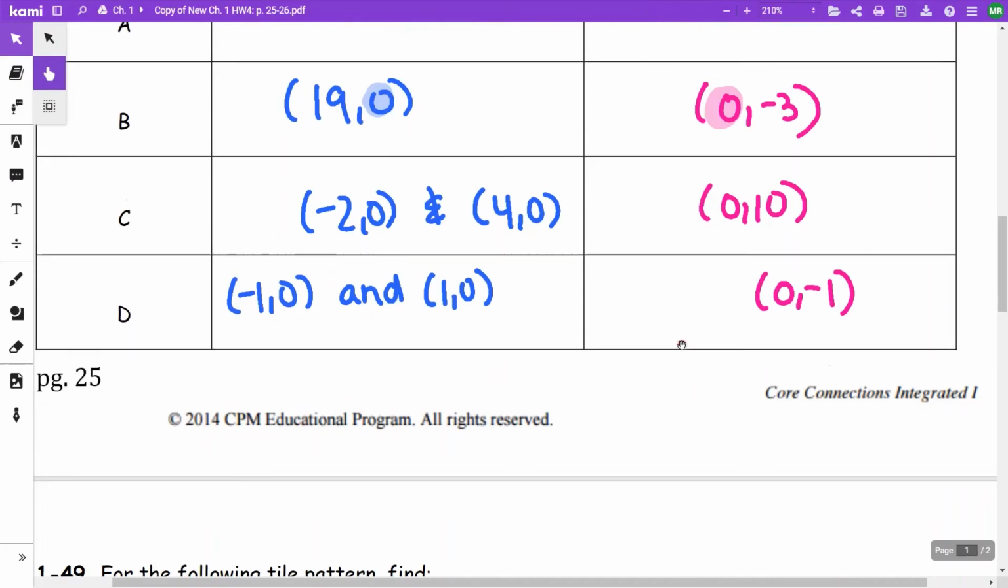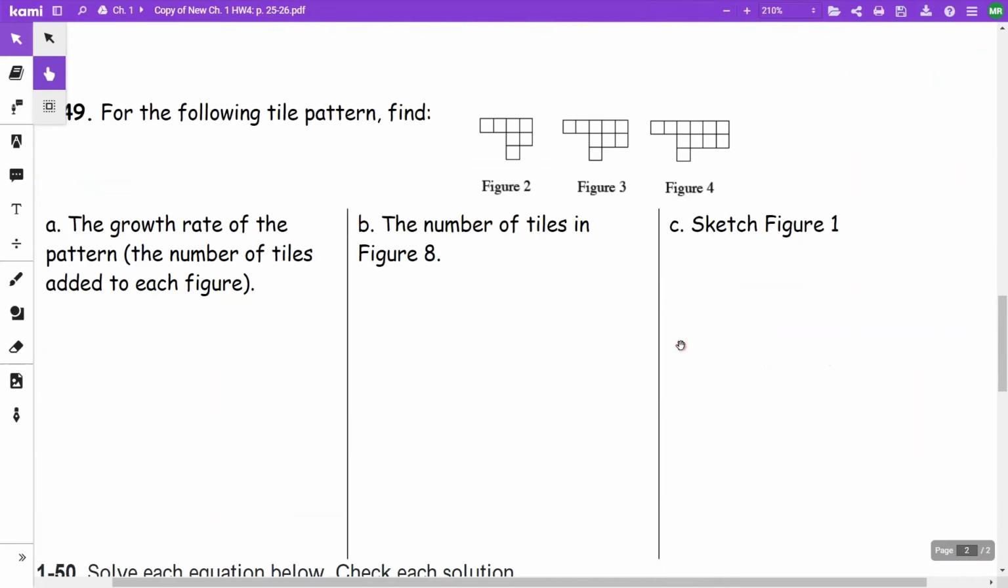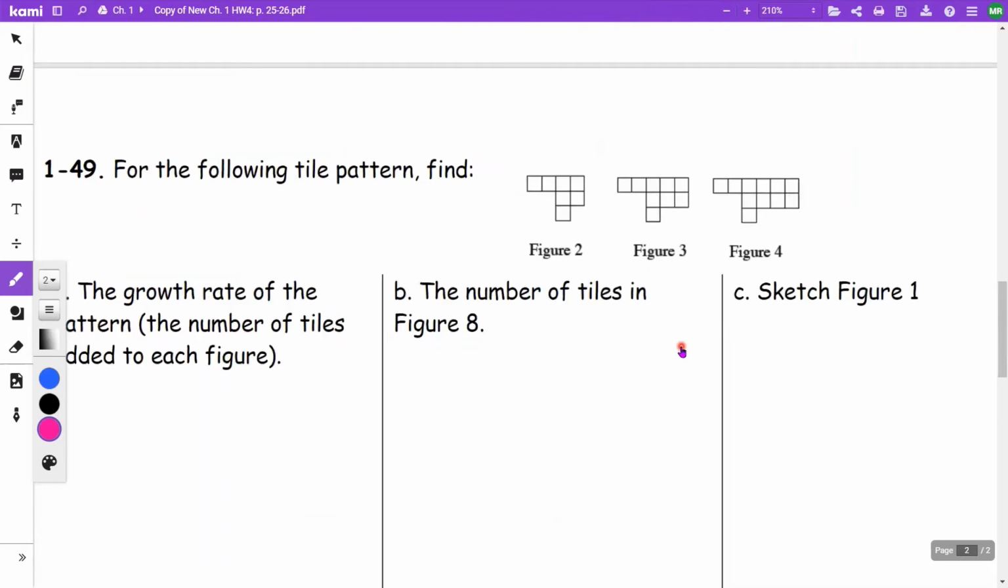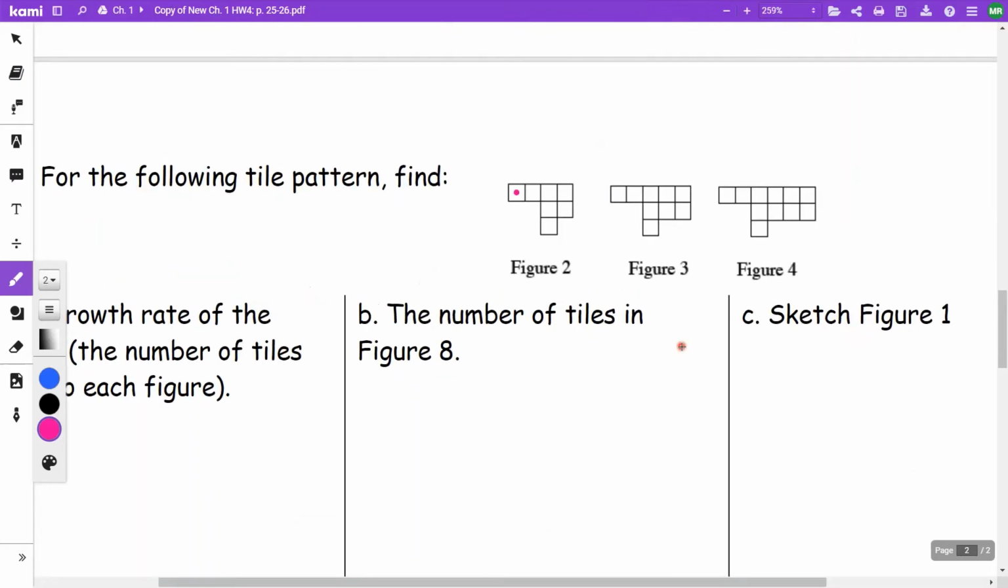Okay, next problem, 1-49. We have this pattern. It says, the growth rate of the pattern is what? So looking at this, what I like to do is I like to count. So let me just go 1, 2, 3, 4, 5, 6, 7. So this one has 7. 1, 2, 3, 4, 5, 6, 7. So that was the original one that I just had. When I say original, the second one. 8, 9. So that's going to be 9.